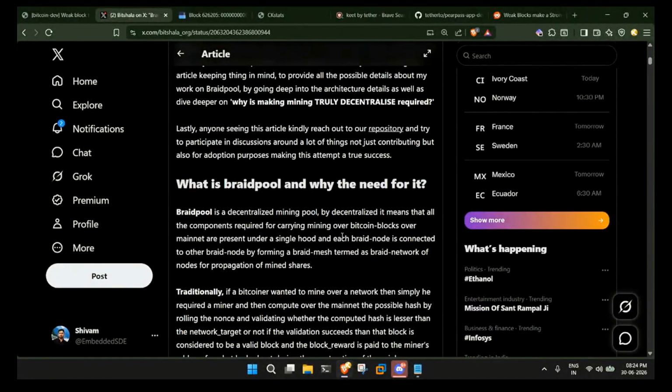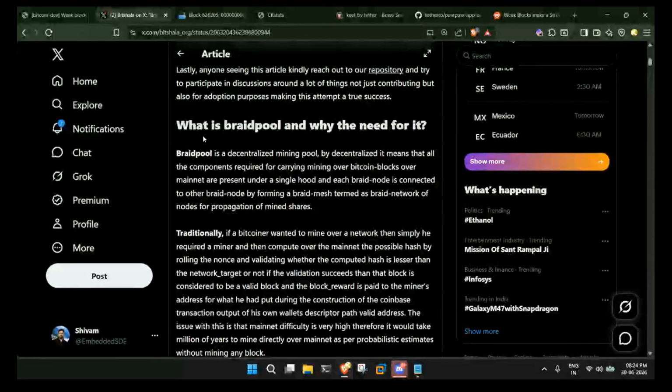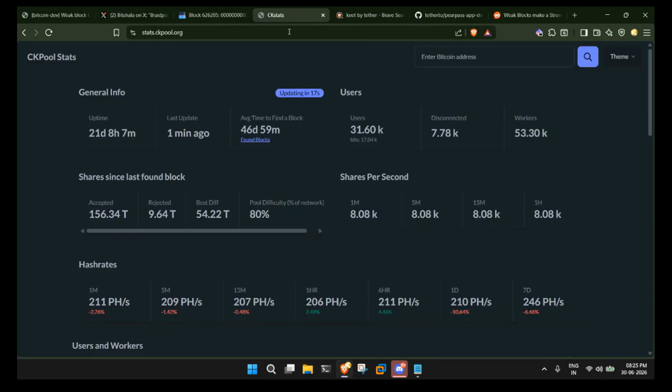If we read this article, we have seen what Braidpool is. Braidpool is a decentralized mining pool. Before that, maybe I want to cover P2P pool as well, because Braidpool solves this centralization and scalability vulnerability, but it is not the one who started doing that. Maybe it is doing it in a better way. Earlier there was an older decentralized model, which is P2P pool.